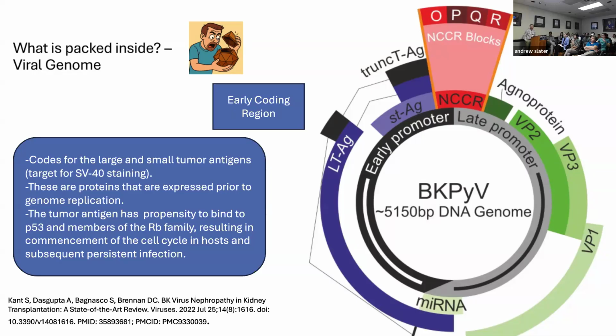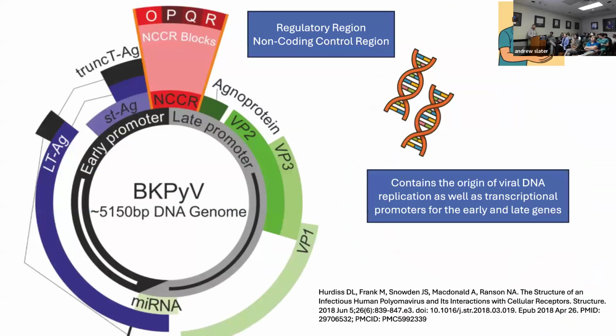And so these proteins that are expressed, they're expressed prior to genome replication. And then the tumor antigen, that has a propensity to bind P53 and the retinoblastoma family. And so that results in commencement of the cell cycle in hosts and then subsequent persistent infection. The non-coding control region, or the regulatory region, contains the origin of viral DNA replication, as well as the transcriptional promoter for the early and late genes.